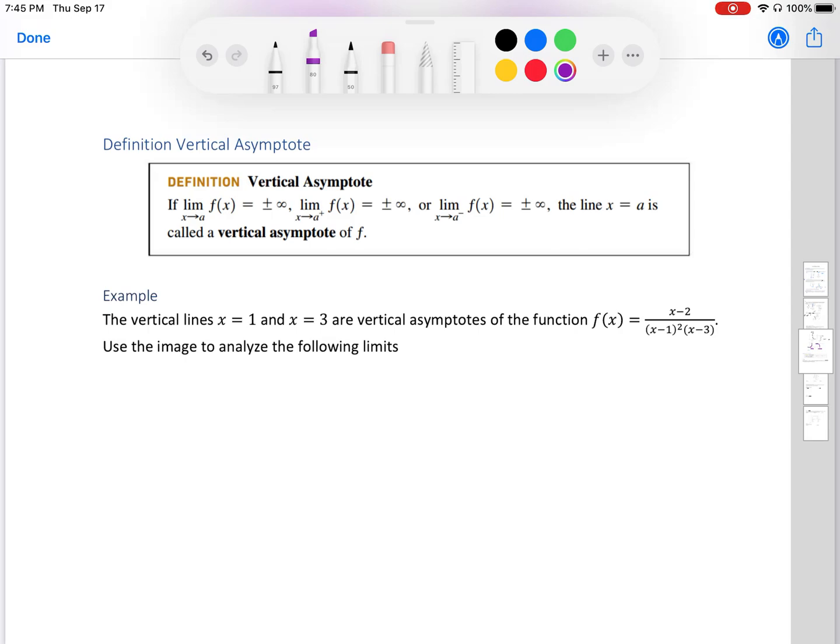Definition of a vertical asymptote. A vertical asymptote is defined as: if the limit as x is approaching a of f of x equals positive or negative infinity, or the limit as x approaching a from the right of f of x equals positive or negative infinity, or the limit as x approaching a from the left of f of x equals positive or negative infinity, the line x equals a is called a vertical asymptote of f.